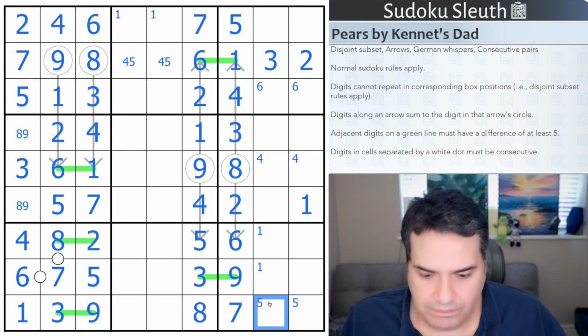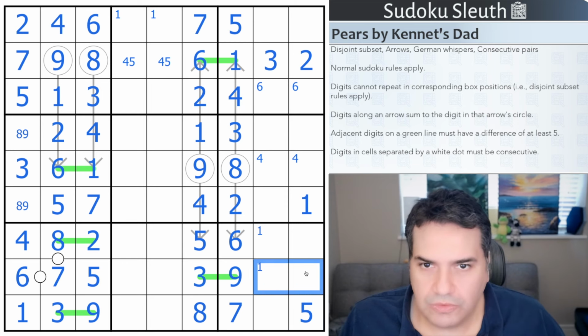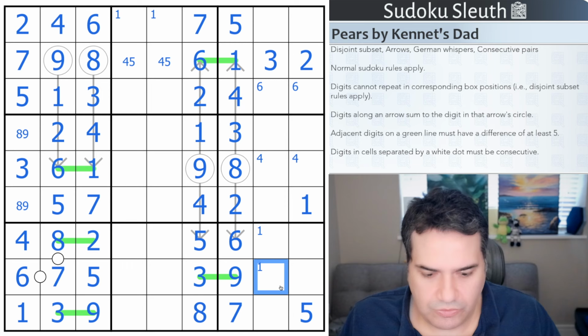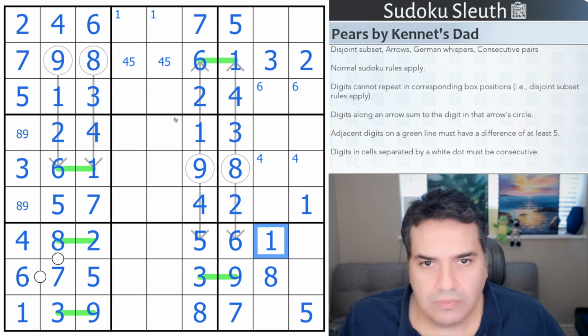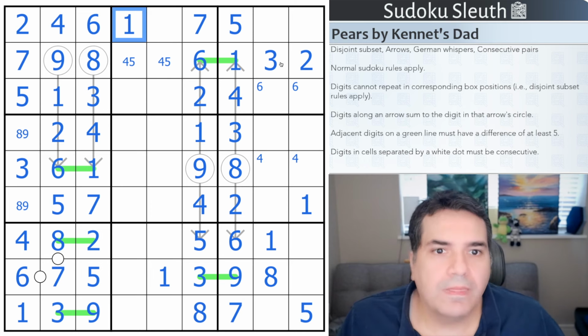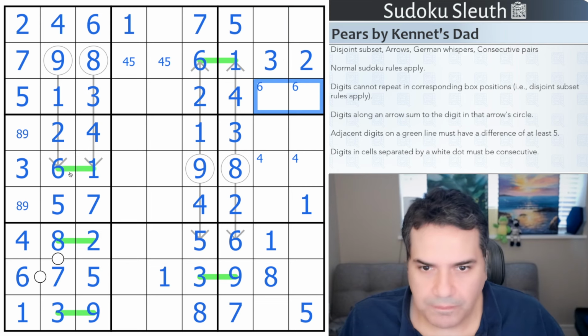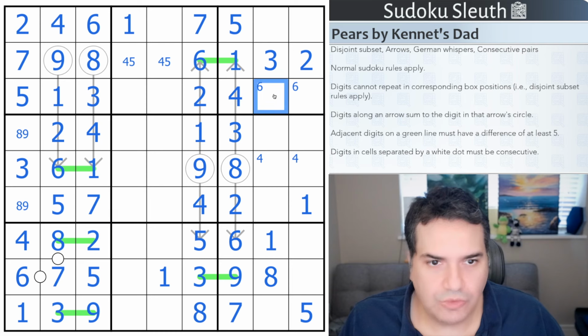Disjoint set, yeah. 8 is in one of 2 cells. Disjoint set, yeah. And that's 8, that's 1. Remember what I was saying earlier about the 1s in box 5. The only place that's left is in here now. That's all the 1s done. We need a 7. This is a 6, 7 pair. That 7 tells us that's not the 7. That's the 7, that's the 6.